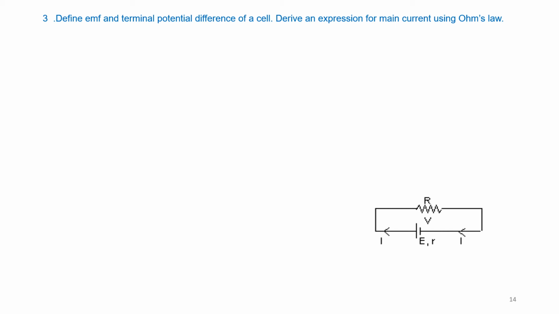Here capital E is the EMF of the cell, and small r is the internal resistance. An external resistance or a load, capital R, is connected as shown here. The positive end is connected here and the negative end of the battery is connected to the other end of the resistance. Current I flows from the positive terminal, enters the resistance R, and comes back to the negative terminal. This is the circuit.